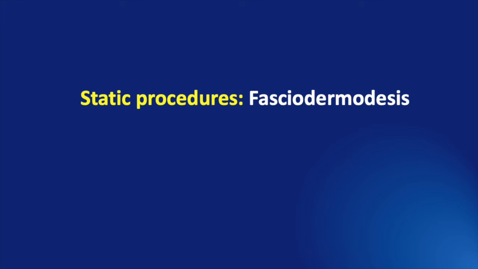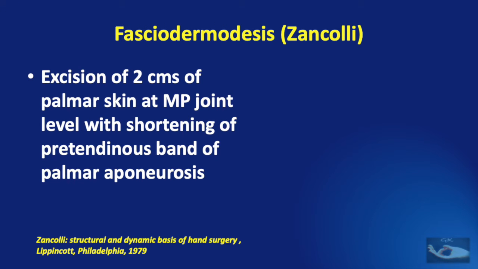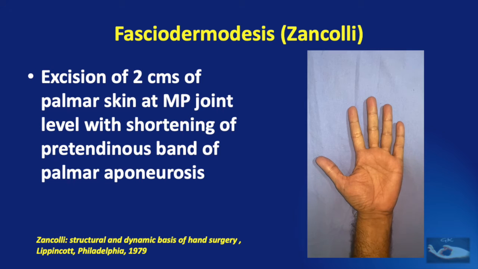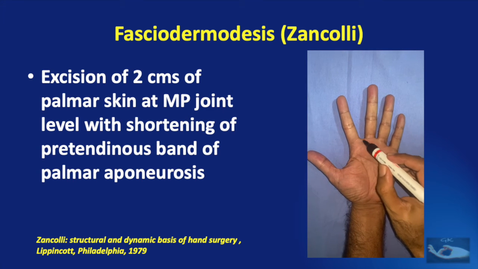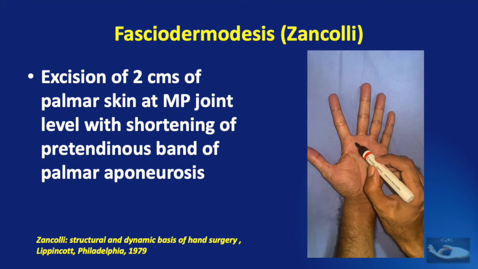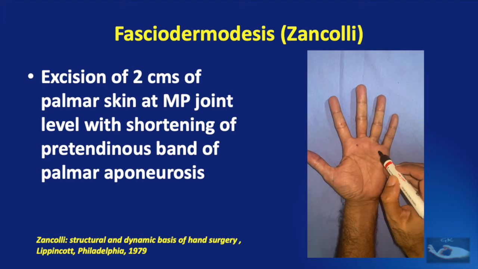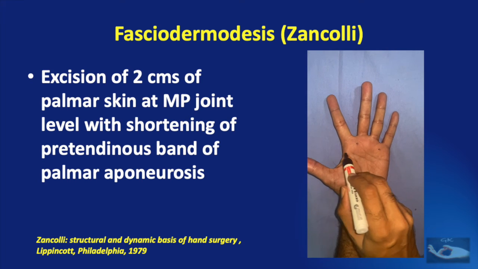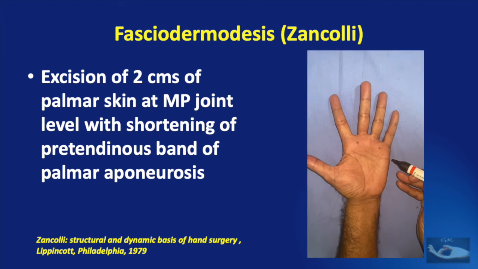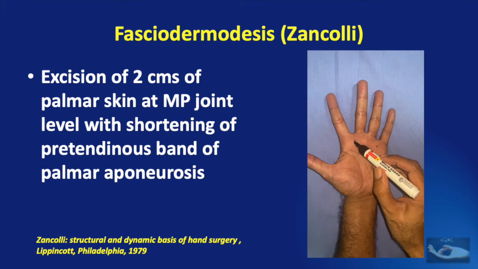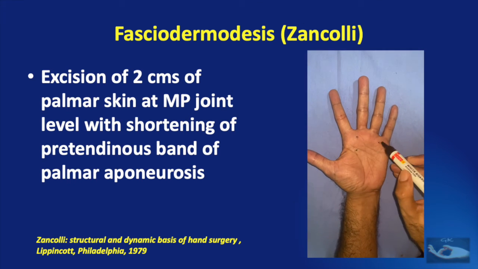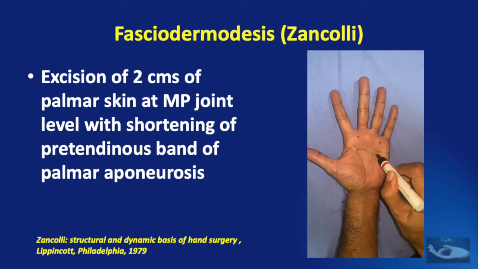First, fasciodermodesis. Basically, it consists of excision of 2 cm of palmar skin at the metacarpophalangeal joint level, with shortening of the pretendinous bands of the palmar aponeurosis also. The markings for this skin excision are made in this way. First, 1 to 1.5 cm is marked proximal to the web between the index and mid and between the ring and little. Then the radial and ulnar borders of the distal palmar crease. Now 0.2 to 2.5 centimeters is taken proximal to the first point marked and the second point marked.